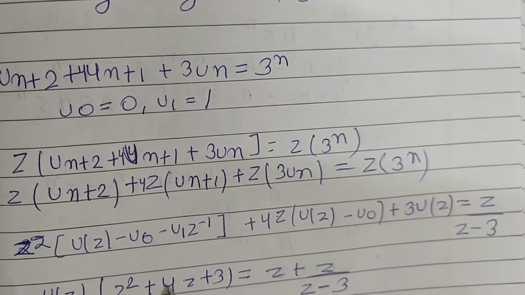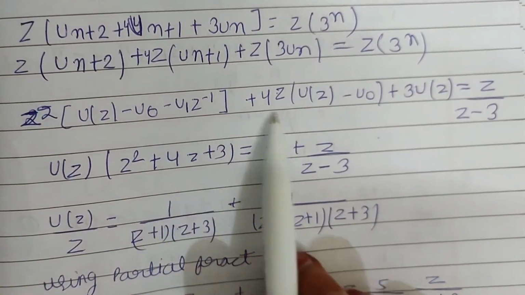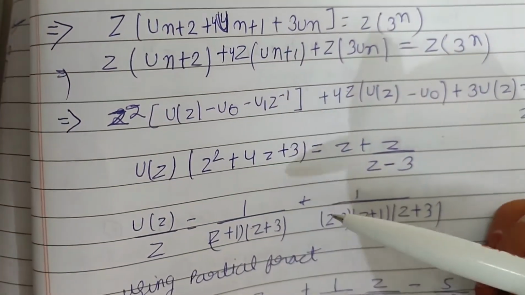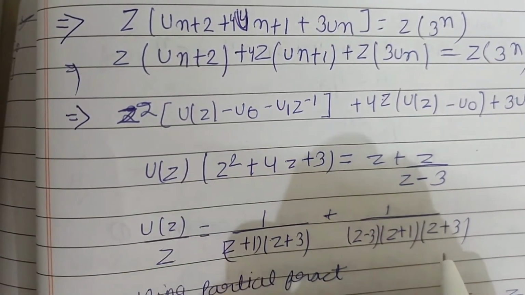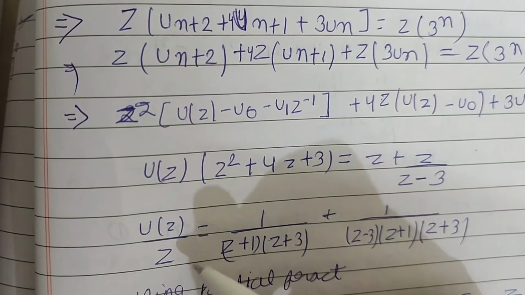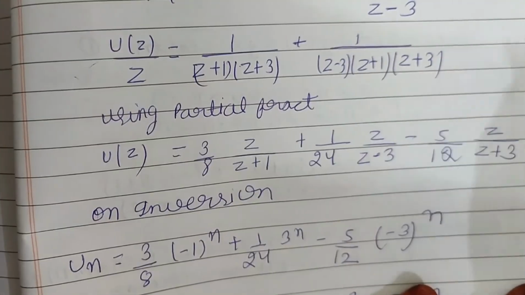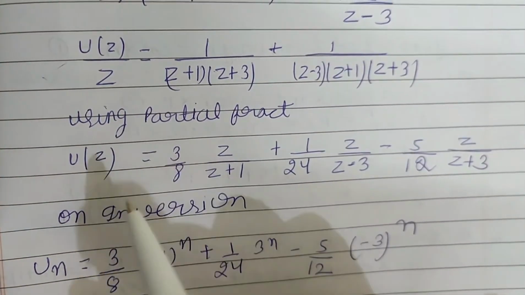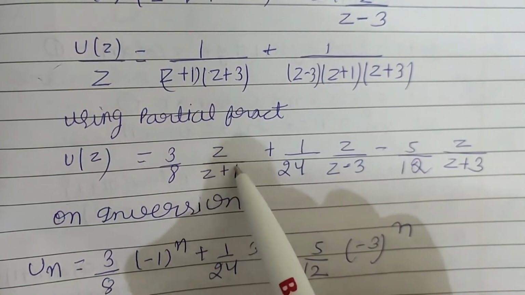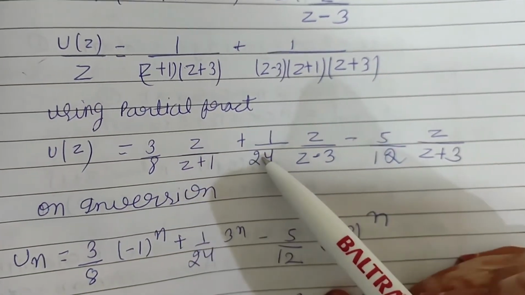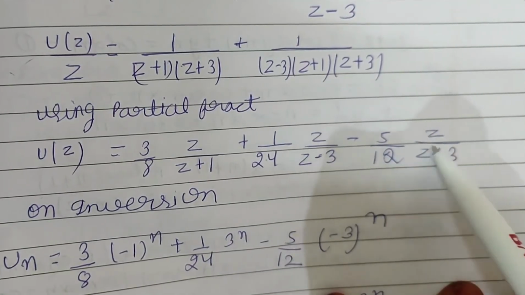z by z minus 3. Now take U(z) common and write it in that form, keep all the things in the left hand side and transfer all the things to the right hand side, and divide by z, so you will get this. Okay, so after that use partial fraction. After using partial fraction, you will get U(z) as 3 by 8 z by z plus 1, plus 1 by 24 z by z minus 3, minus 5 by 12 z by z plus 3.